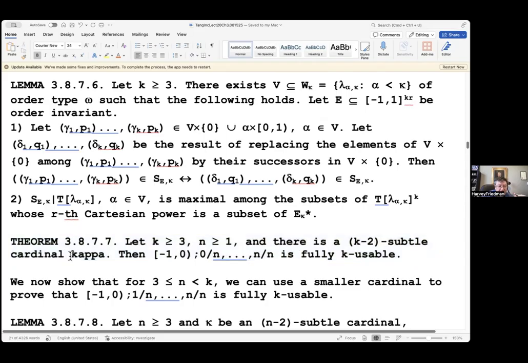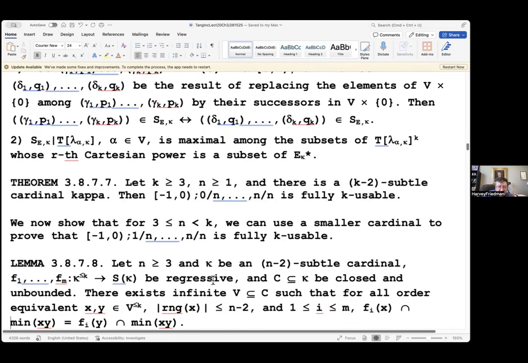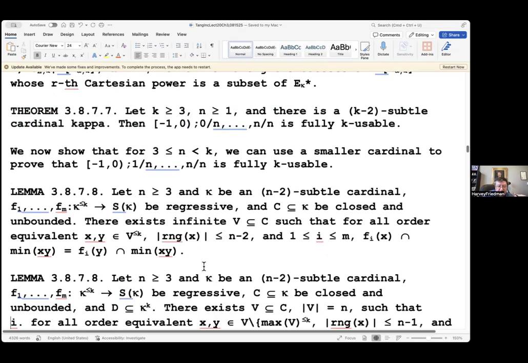This should be the Greek letter kappa. Let's not worry about that. Okay, that's what we're trying to do. And then actually, I'm able to do something a little different, maybe in some sense stronger. What happens when n is smaller than k? When n is smaller than k, you can get away with an n minus one subtle cardinal. So I have to rework everything where I use fewer indiscernibles.